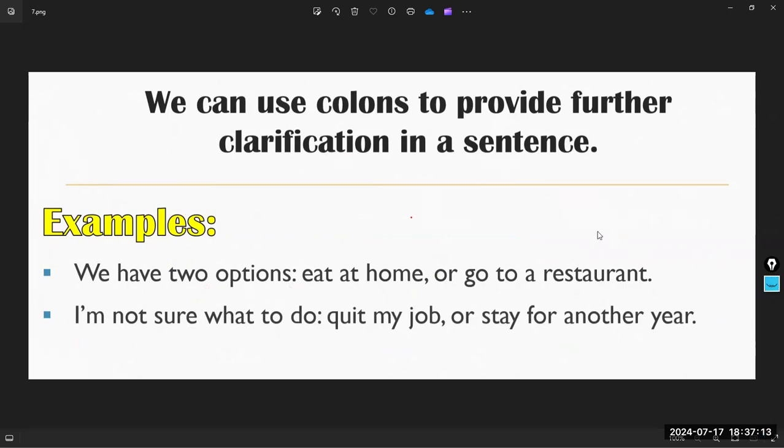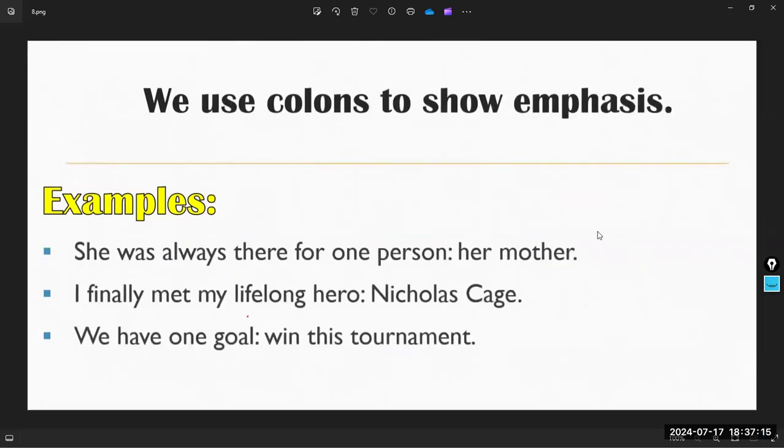Please be careful about using the colon. Now, we can use colons to show emphasis. Emphasis is just to make sure about something. So notice that the first example is saying she was always there for one reason. If I want to say one reason, who is that person? Let me tell you. Colon, her mother. Exactly. Okay. So this is the emphasis that I made.